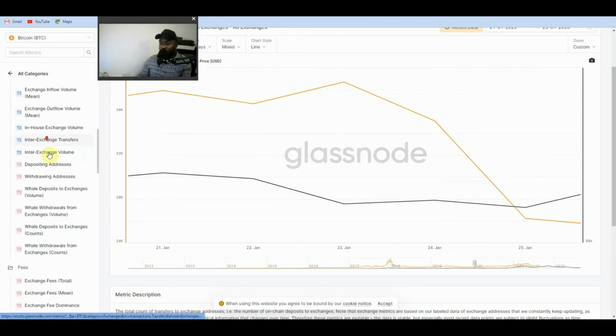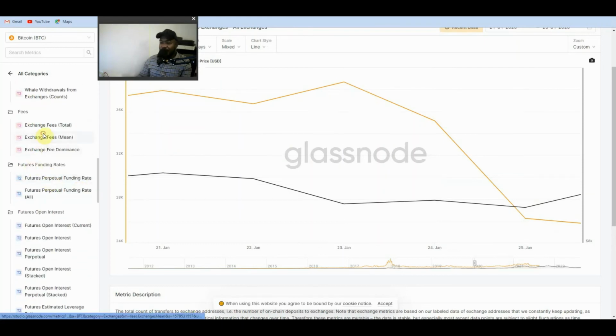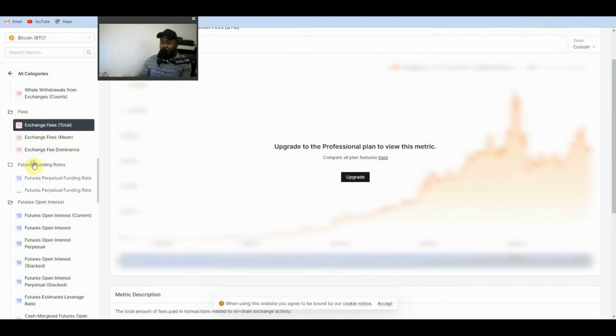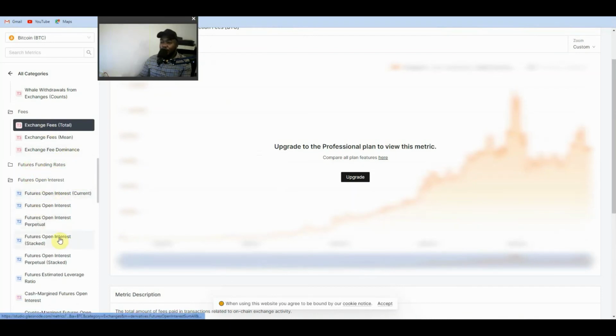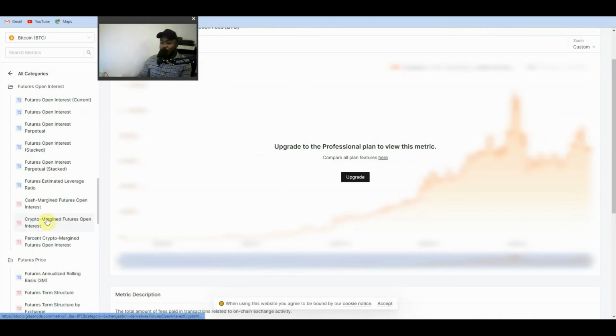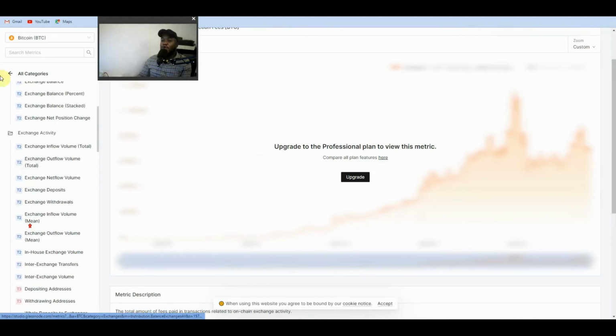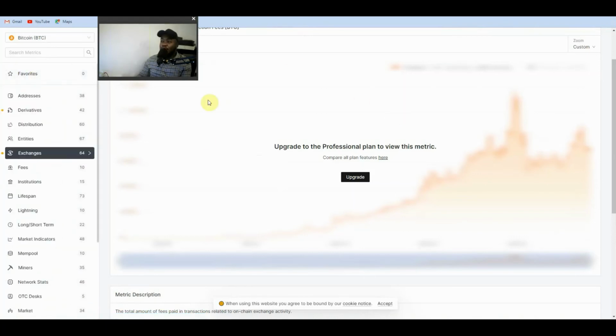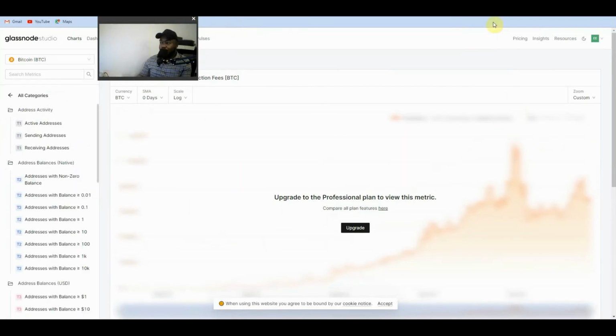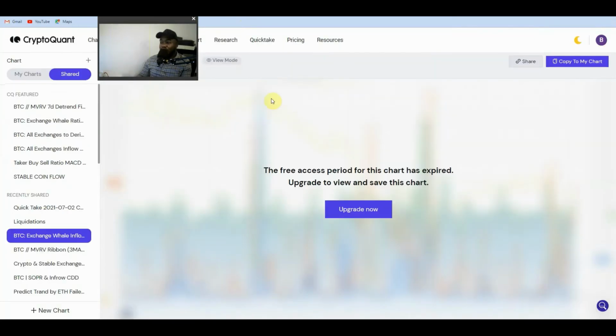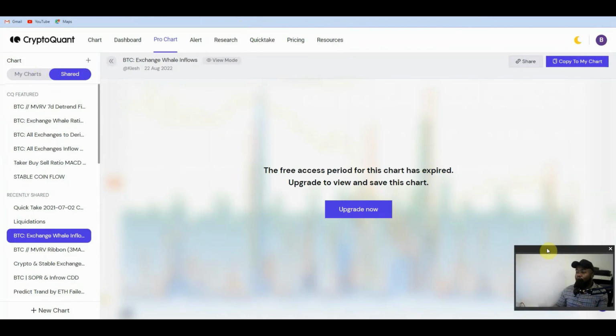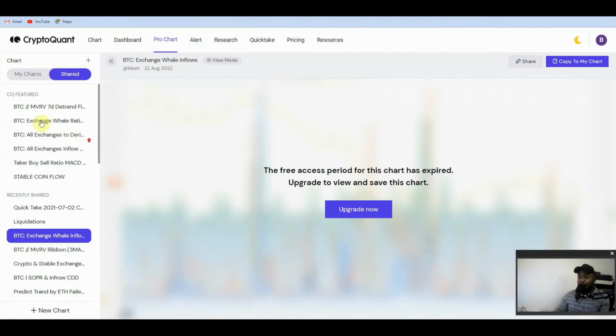So this analysis, exchange fees, exchange funding rate, futures open interest, perpetual, all these things, information, you can find it on what? You can find these on Glassnode, or you can use CryptoQuant to find what is going on, how much money they are moving around in an exchange.